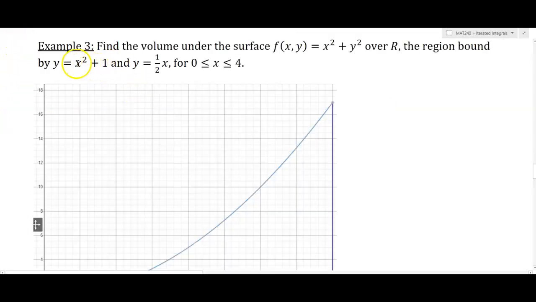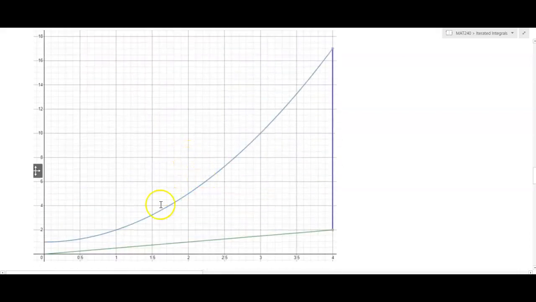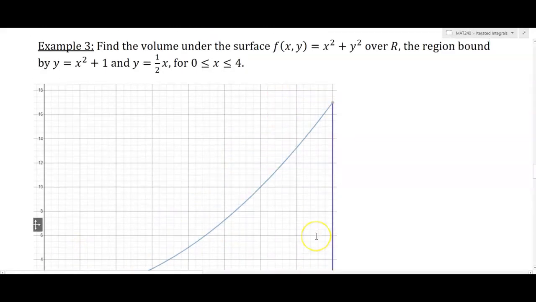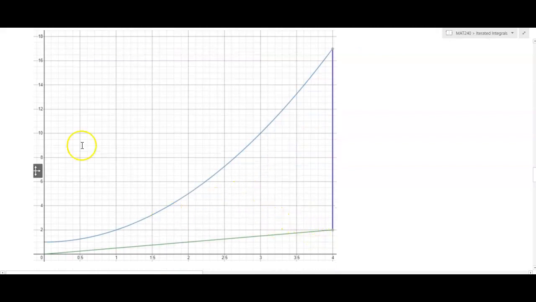Now I've just chosen to actually modify this function to y equals x squared plus 1, just to make it a little cleaner. And so here, this blue curve, y equals x squared plus 1, and this green line, y equals 1/2 x, I want to find the volume between, under the paraboloid. So again, we have the z-axis coming out at us, and we just want to know the volume under the paraboloid under this awkward region.